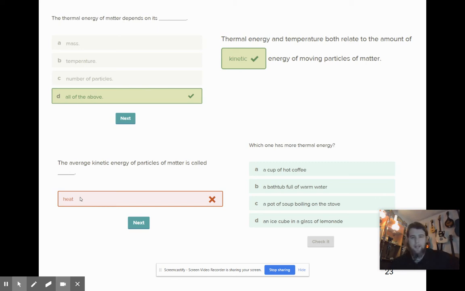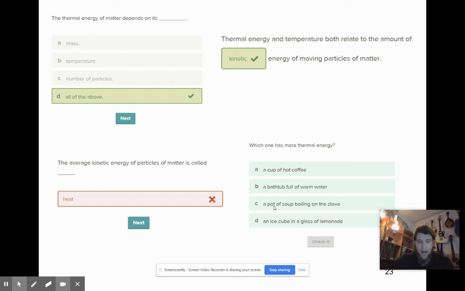So this next one says, which one has more thermal energy? A cup of hot coffee, a bathtub full of warm water, a pot of soup boiling on the stove, or an ice cube in a glass of lemonade? So we have to take into account all the stuff from this first question here: mass, temperature, and number of particles. So hot cup of coffee, yeah, that's going to have a lot of thermal energy, but the amount of particles in it is nothing compared to a bathtub full of warm water. So automatically, A goes out because B is much larger and it is warm. So you'd have much more thermal energy.